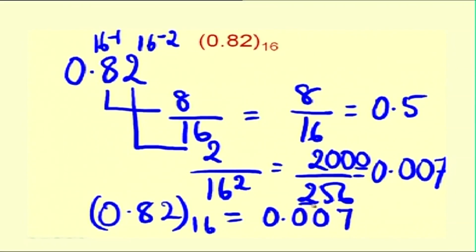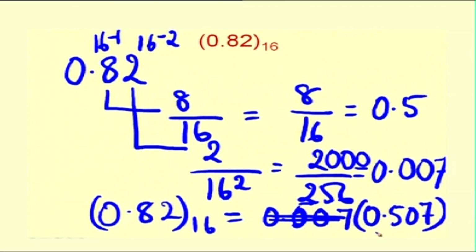0.507 in decimal number system. This is what you will get. So, this is a hexadecimal number that is converted to a decimal number in this form, 0.507. So, this is what you should understand.